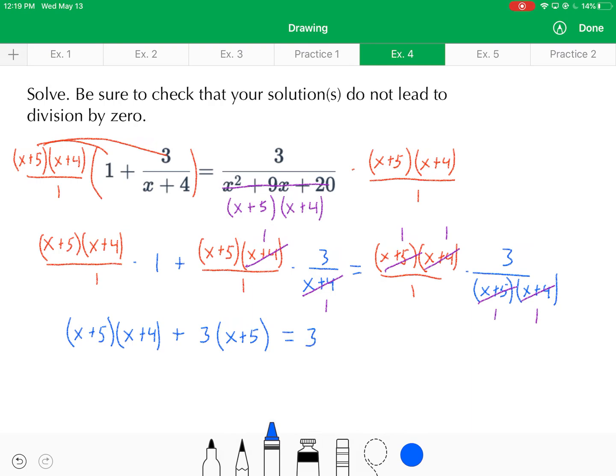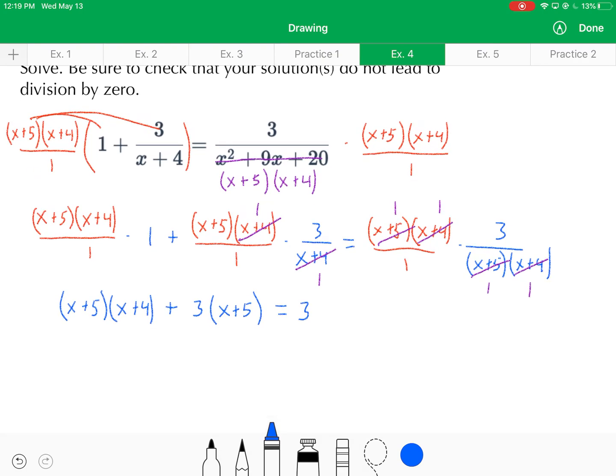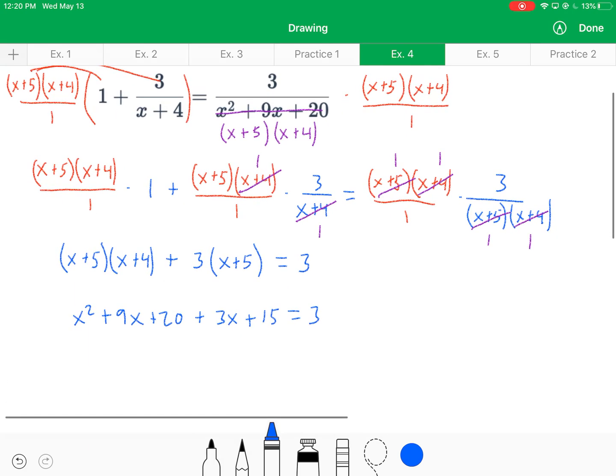Now some of you might be able to jump right to that line without doing all the work that I have in the middle here. But if you need to, write everything out like I've done in that middle line where I'm using both the red and the blue colors. Now we just simplify the left side. If I multiply (x plus 5)(x plus 4) back out, I know that's going to give me x squared plus 9x plus 20. Then I'll distribute the 3 to 3x plus 15. Clean up the left side.